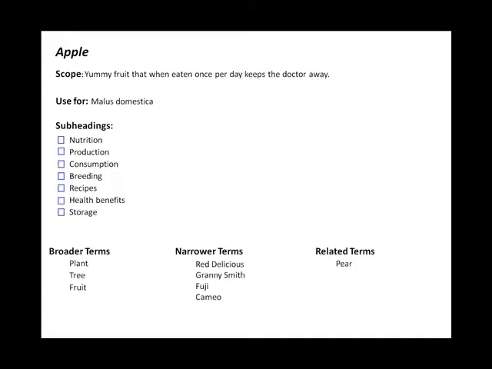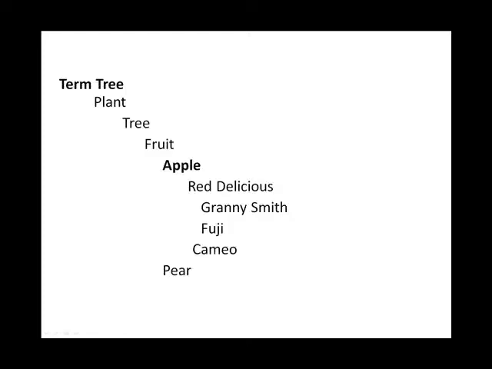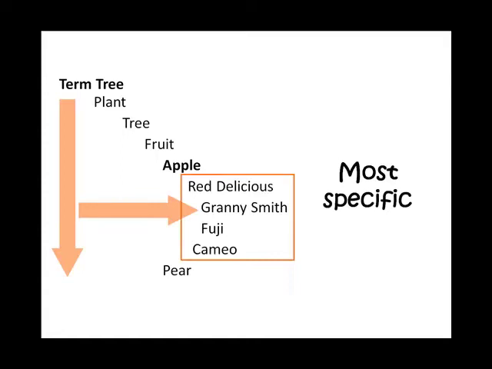In some cases, a list of subheadings are provided for you to choose particular topics to search for along with the controlled term. Additionally, there may be a list of more broad, narrow, or related terms. Sometimes these terms are listed in what is called tree form. Similar to a family tree, as you go down and to the right, the terms become more specific.